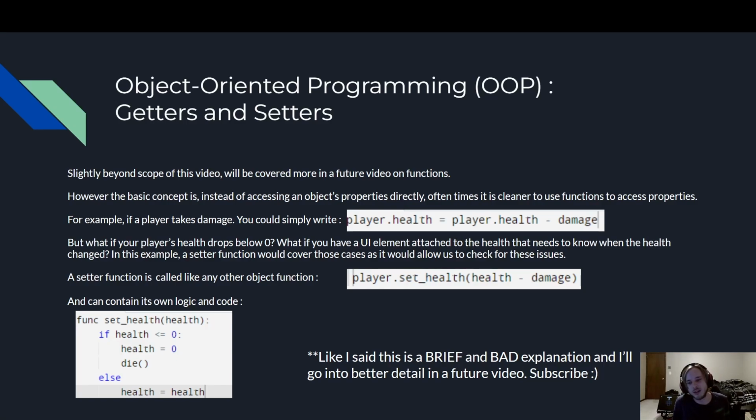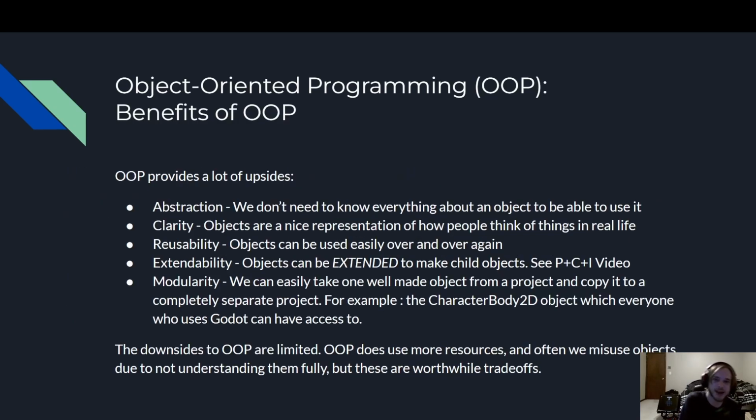So a setter function is called like any other object function, player.setHealth(health - damage), and can contain its own logic and code. Like I said, this is a brief and bad explanation of what this is. It's just so you understand that if you see something like set object this, get object that, it is probably, A, the better way of doing it than directly accessing the property, and B, it is also going to have code that you don't see running in the background that actually accesses that property for you. You are not directly accessing it.